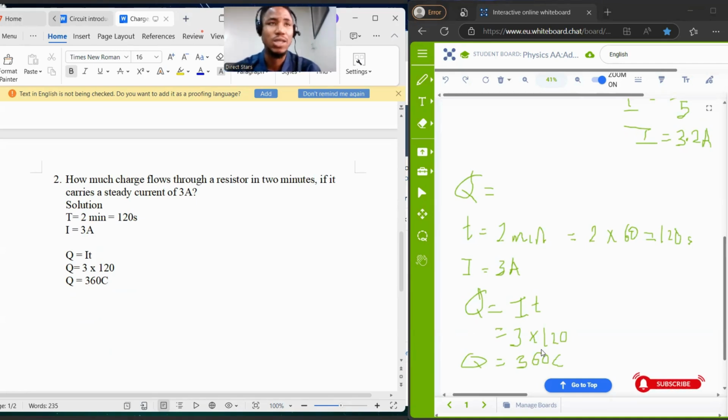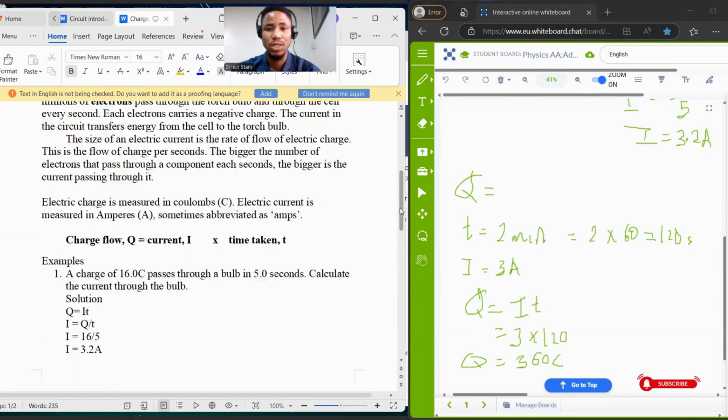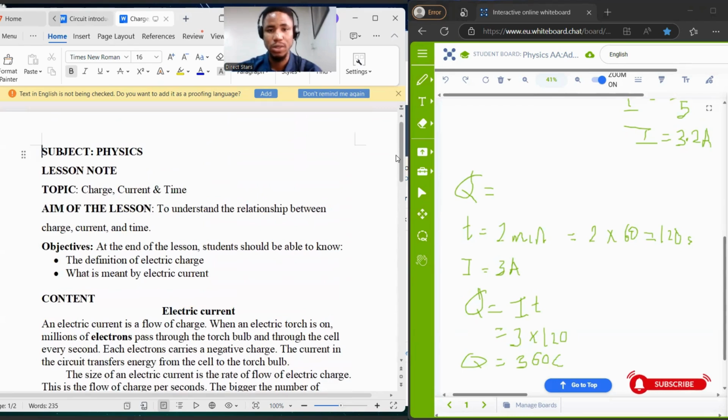The main thing is, I just want you to know what a charge and a current are, and the relationship between them. The current is the rate at which charge flows. So charge equals IT, where I is the current and T is the time taken. That will be the end of today's class. In our next class, we continue with the relationship between V, I and R.